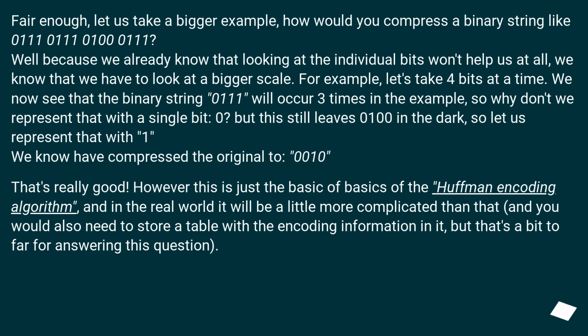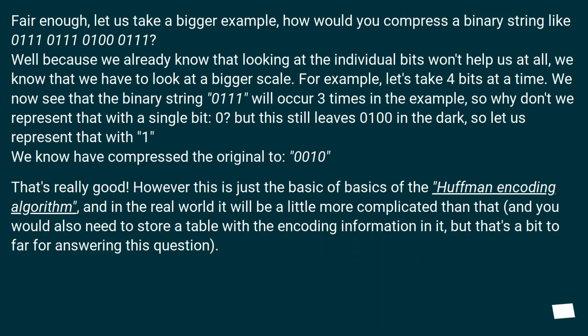How would you compress a binary string like 0111, 0111, 0100, 0111? Well, because we already know that looking at the individual bits won't help us at all, we have to look at a bigger scale. For example, let's take 4 bits at a time. We now see that the binary string 0111 will occur 3 times in the example, so why don't we represent that with a single bit, 0? But this still leaves 0100 in the dark, so let us represent that with 1. We now have compressed the original to 0010.